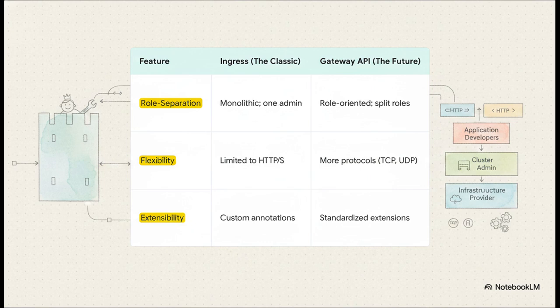This table really highlights the key differences. And I want you to focus on that top row, role separation. This is the absolute game changer. With the Gateway API, your infrastructure team can create a gateway resource, which represents the load balancer. Then, application teams can independently create and manage their own HTTP route resources to route traffic to their services and attach them to that gateway. It cleanly separates concerns. On top of that, as you can see, it's just more expressive and extensible, with built-in support for more protocols and a proper standardized way to add features.